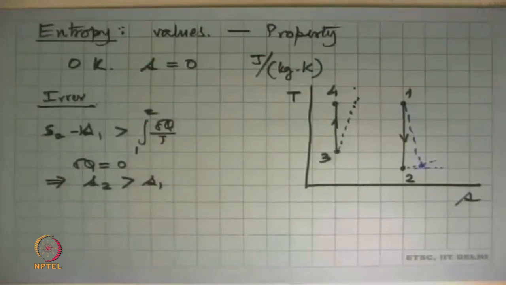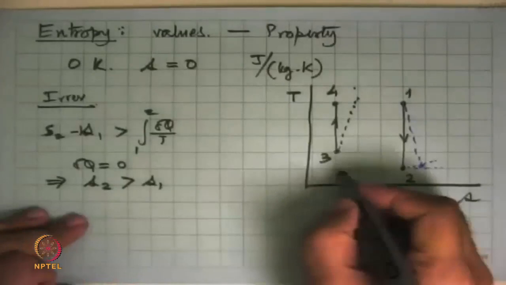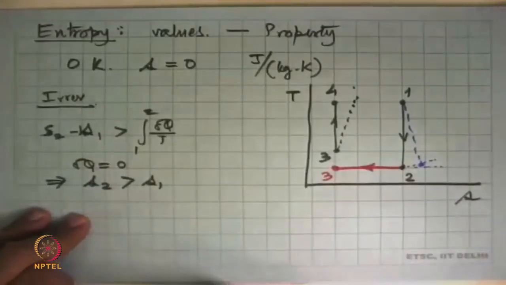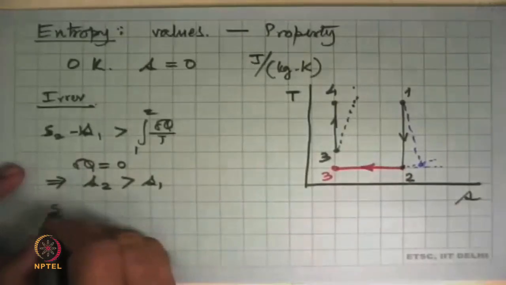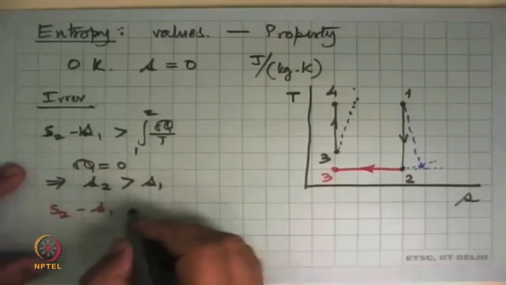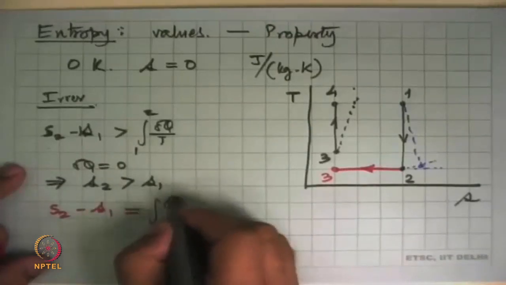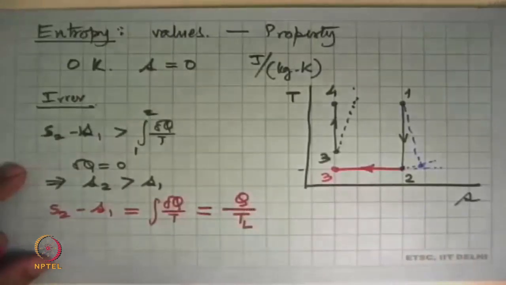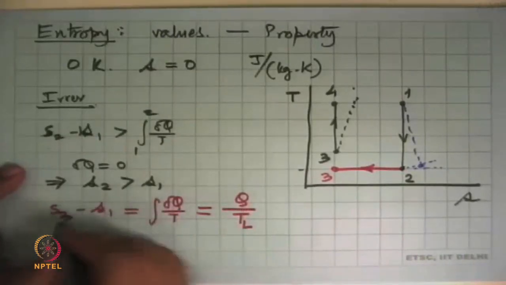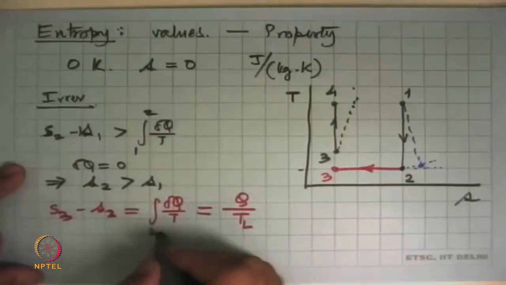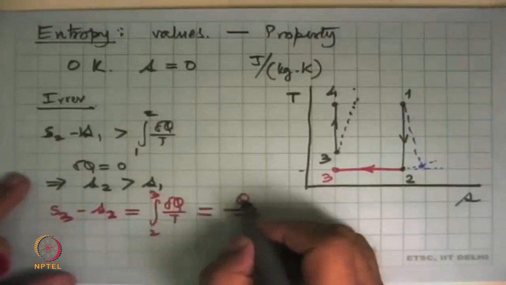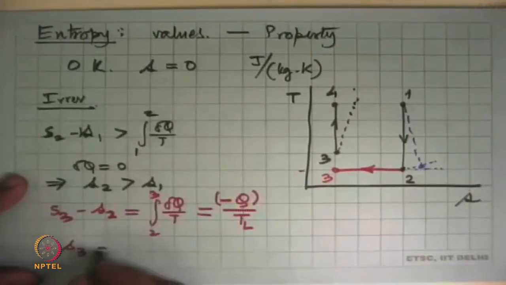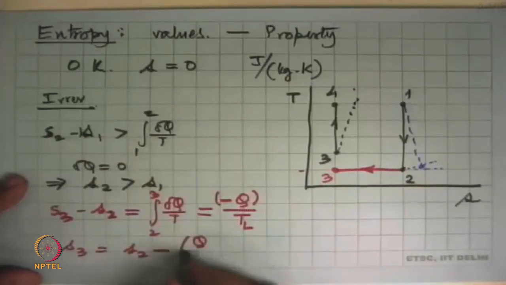That's one thing. Now let's see what happens to the process that was 2 to 3. We have a process that came from there to there, and say this was 3 here. There was heat transfer taking place. S3 minus S2 is equal to delta Q by T, which is the heat loss Q upon the temperature, say TL. But this heat transfer is out of the system, so this has a minus sign. So what we are seeing is S3 is S2 minus QL upon TL.